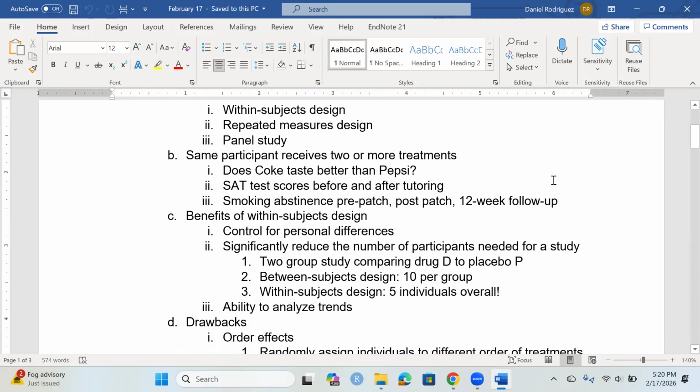What characterizes a repeated measures design is that you have the same participants receiving two or more treatments. For instance, and I just use the term treatment loosely, I could be comparing sodas. Does Coke taste better than Pepsi? Or something like SAT test scores before and after tutoring, or smoking abstinence, say three different time points: pre-patch, post-patch, 12-week follow-up. You could do studies that have thousands of time points.